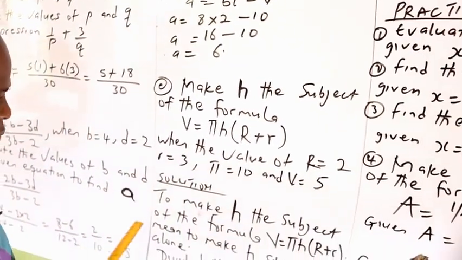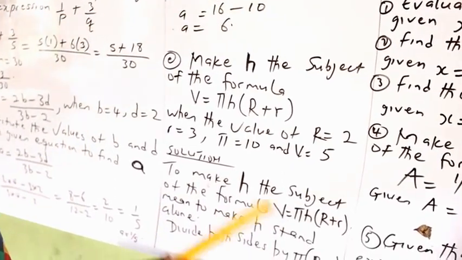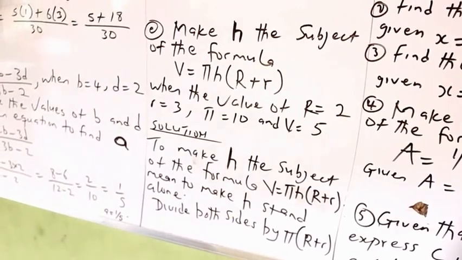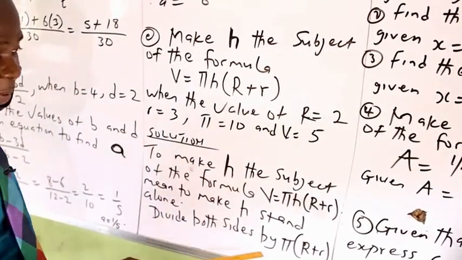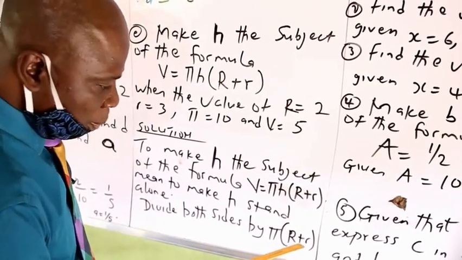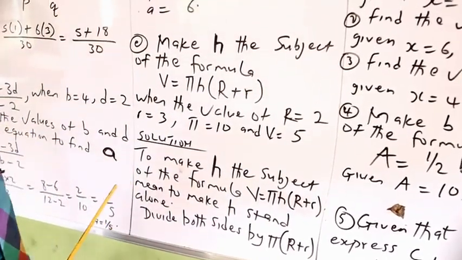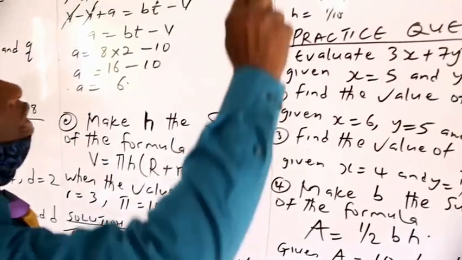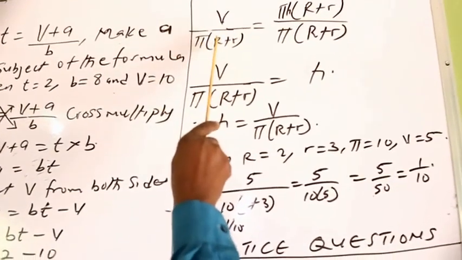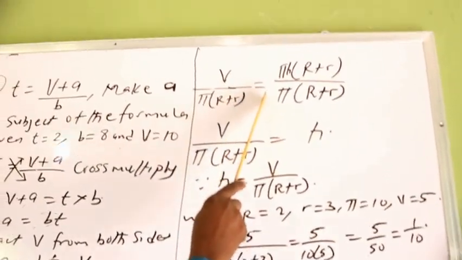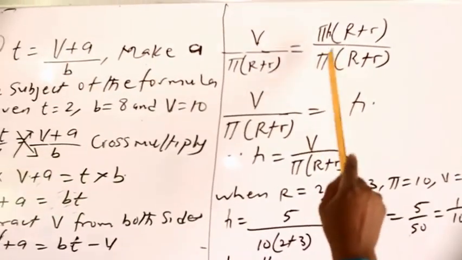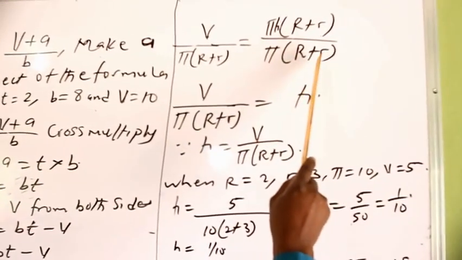From here now, to make H the subject of the formula means to make H stand alone. You need to divide both sides by pi, open bracket, capital R plus small r. Therefore, V over pi, open bracket, capital R plus small r, is equal to pi H, open bracket, capital R plus small r, over pi, open bracket, capital R plus small r.